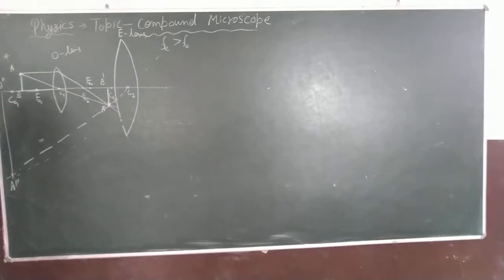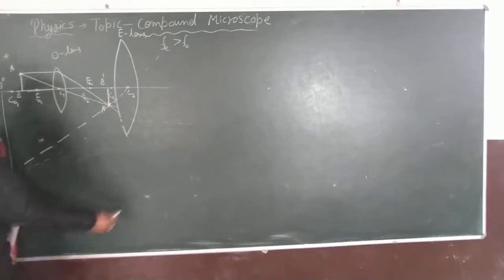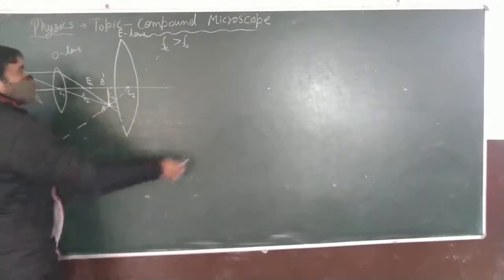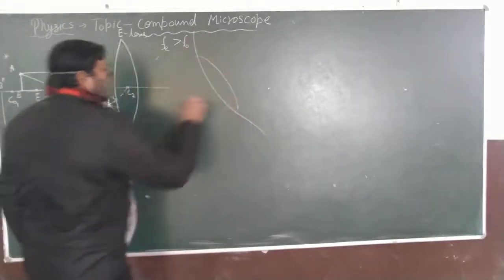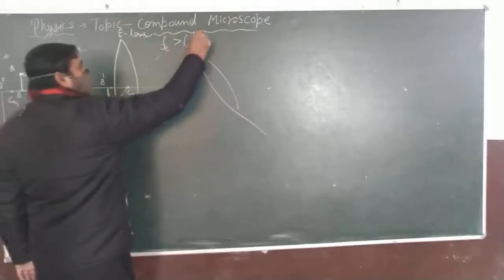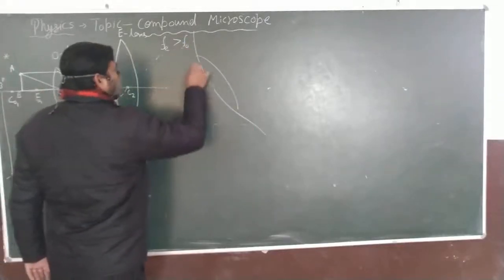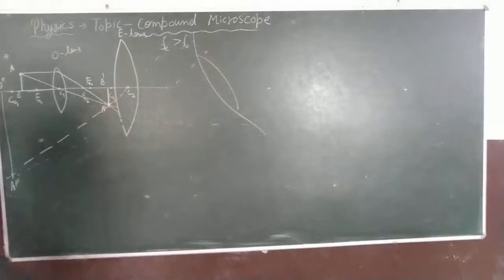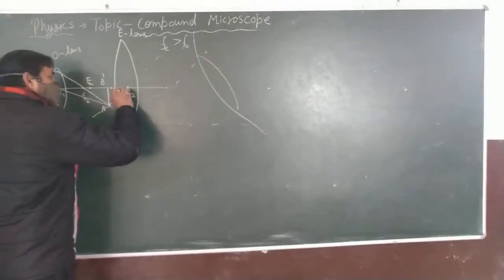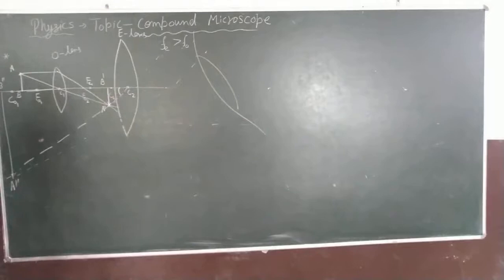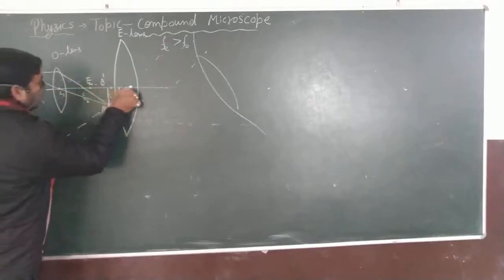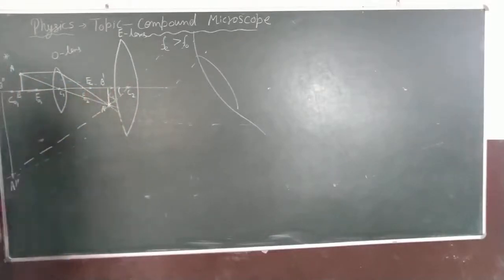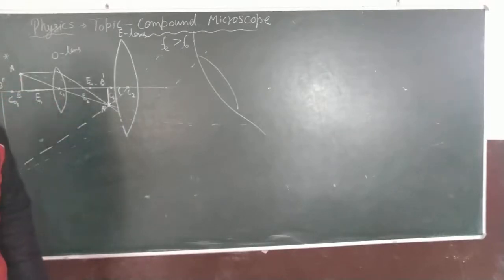Now, suppose there is an observer and all the rays are entering his eye. Therefore, the angle formed by the object on the eye is alpha.